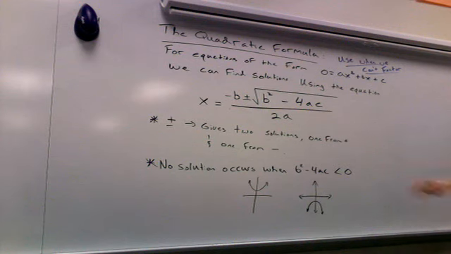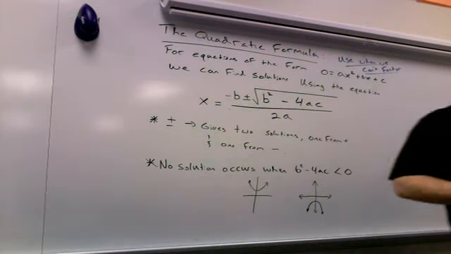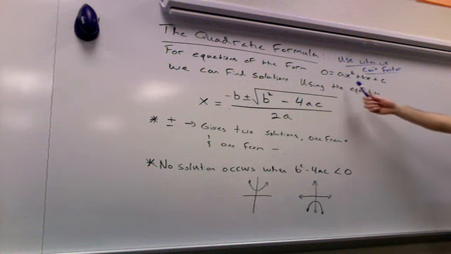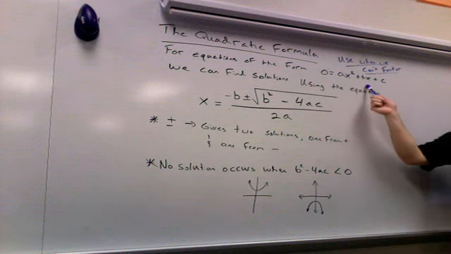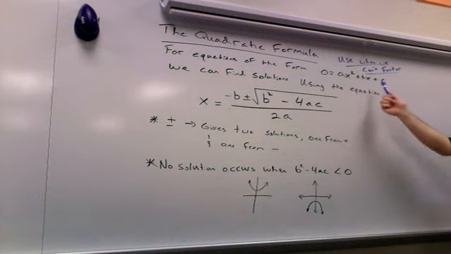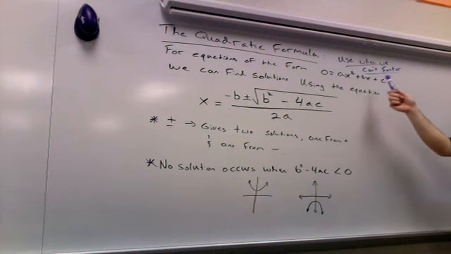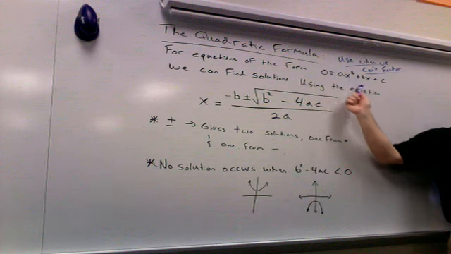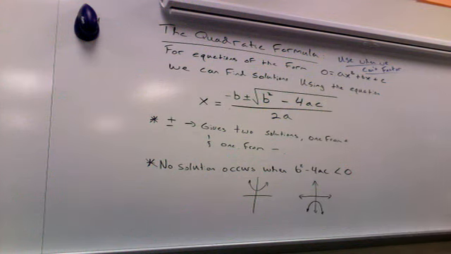So this is the quadratic formula. We use this when we have equations that aren't factorable. Things you need to know: A is the number in front of x squared. B is the number in front of x. C is by itself. Now this only works when we're solving for when the equation equals 0. It only works if our equation equals 0.